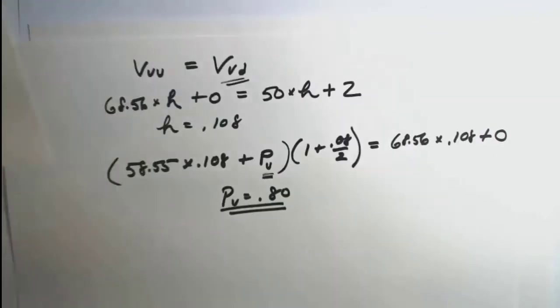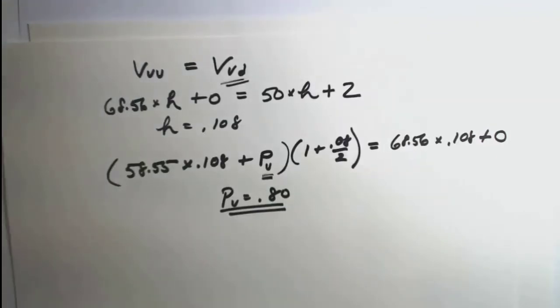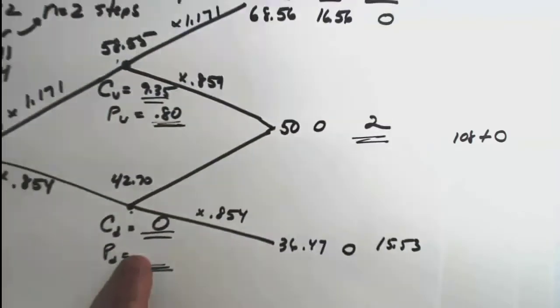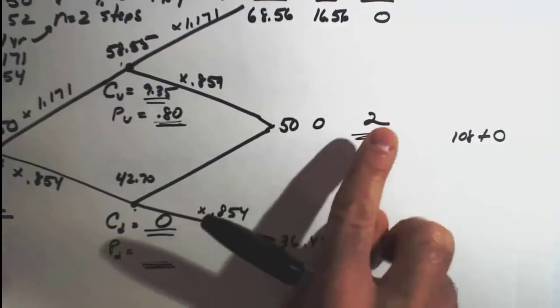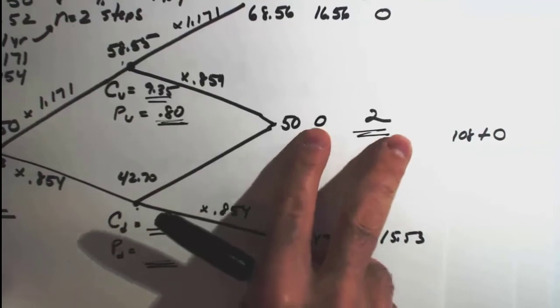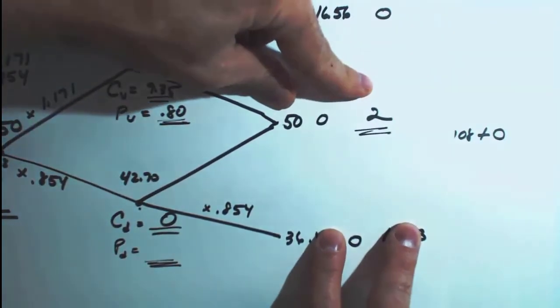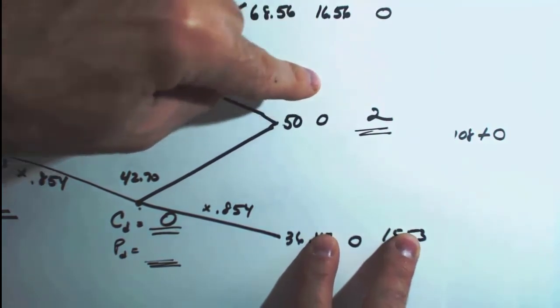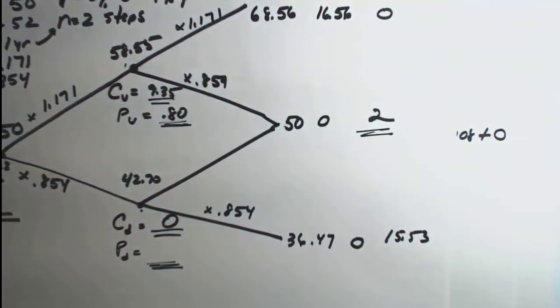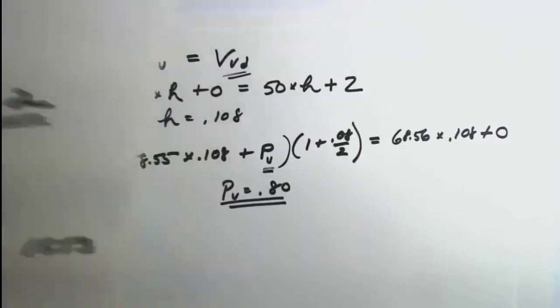Great. Now, let's do the put on the downside. First of all, we're going to form a riskless portfolio, so if we go up or we go down, we end up with the same value. And then given that, we're going to back into what the value of the put should be on the downside.